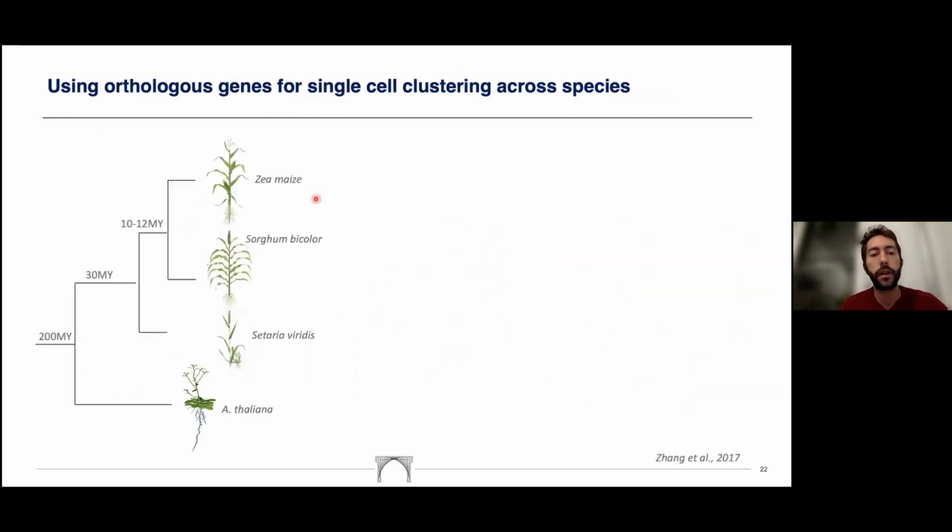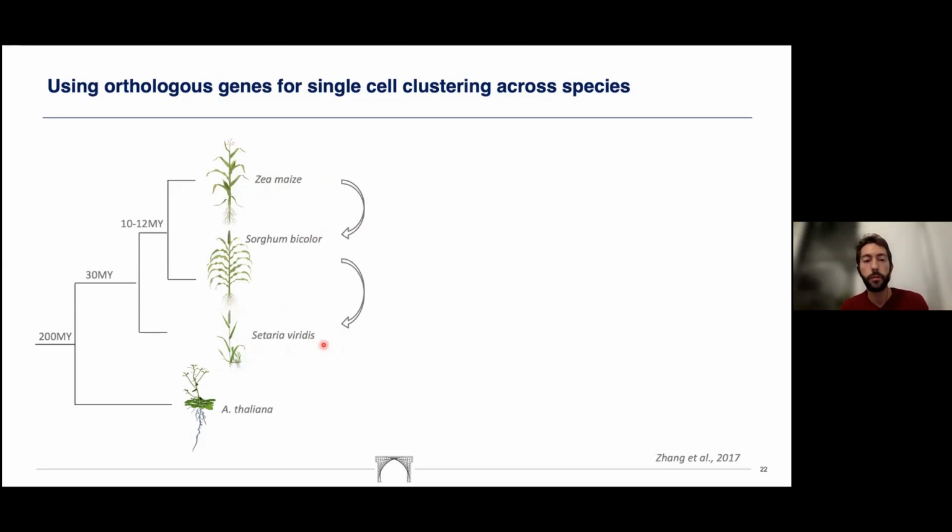So we went for a very expected candidate, which is Sorghum bicolor, because sorghum and maize diverged only about 10 to 12 million years ago, and they're quite similar genetically speaking. And then we thought to pick an outgroup, which is a new rising model plant in many labs called Setaria viridis, the wild type of the millet. And so we thought, can we use what we know about maize to jump from one species to another and use our data set here to map the other data sets?